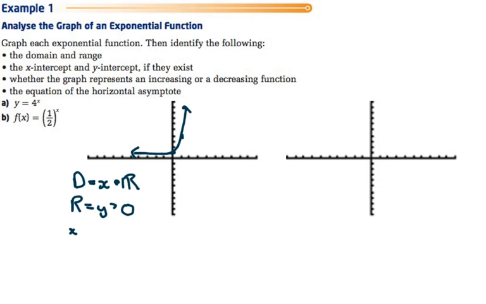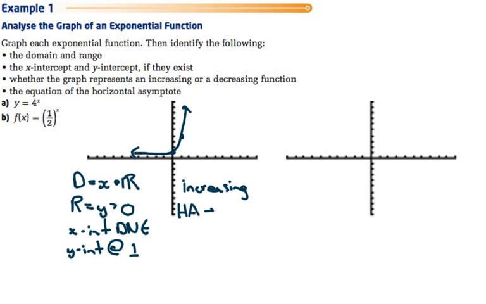The x-intercept does not exist, as always. The y-intercept will always be at 1. This graph happens to be an increasing exponential function because it's moving up as we go left to right. And lastly, the horizontal asymptote will always be at y equals 0.